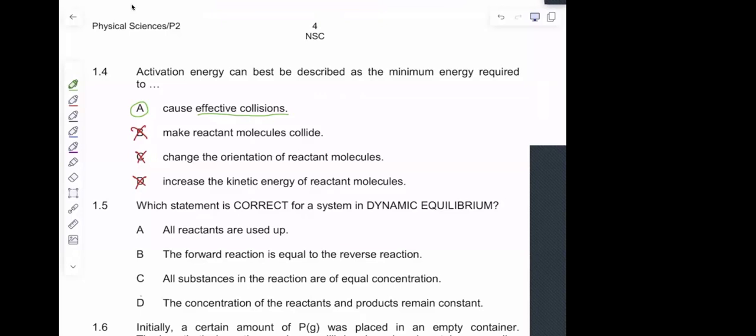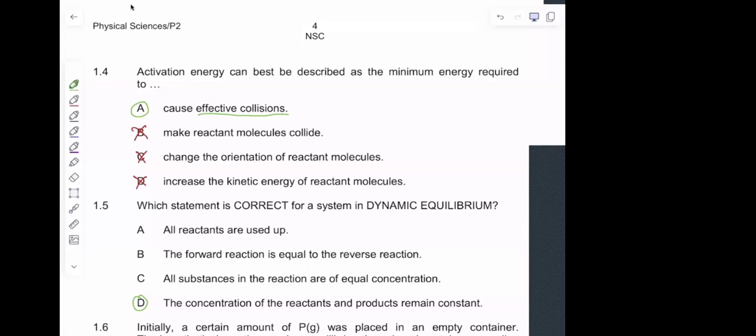I know a lot of you think the answer is B, but I'll show you why I would say it's not B. Now, B says the forward reaction is equal to the reverse reaction. Now remember, saying the forward reaction is equal to the reverse reaction, it means the reaction does the same thing. For dynamic equilibrium, it's the rate of the forward reaction that must be equal to the rate of the reverse reaction, not that the forward reaction and the reverse reaction are the same.